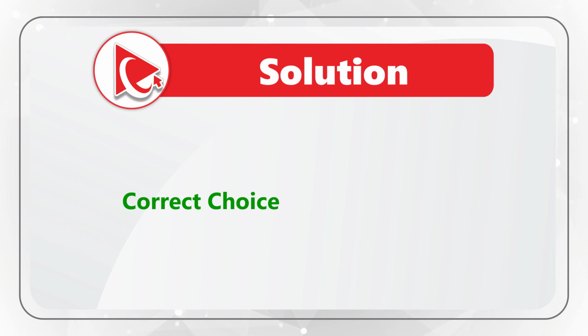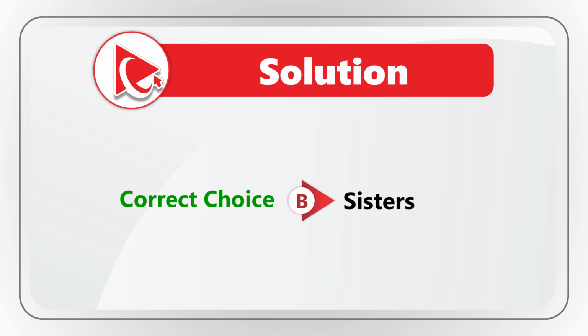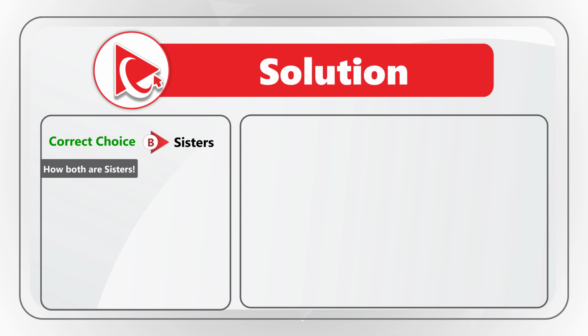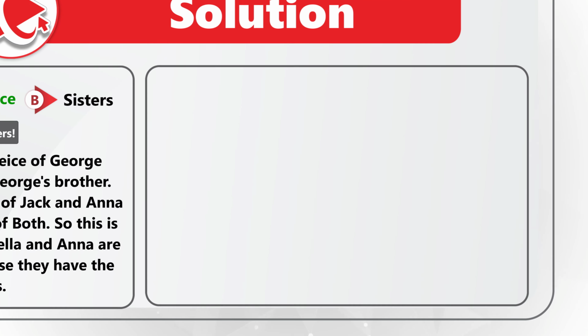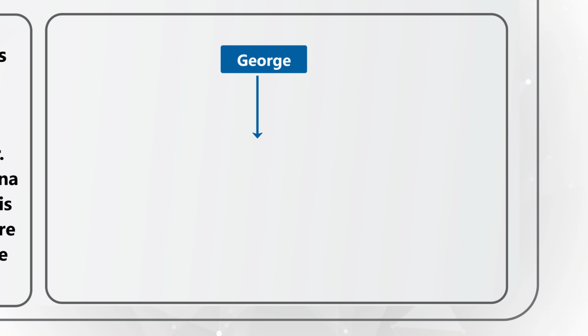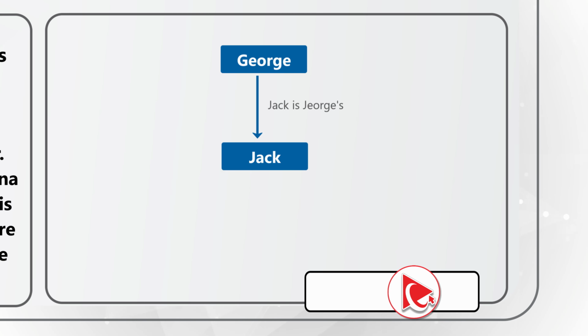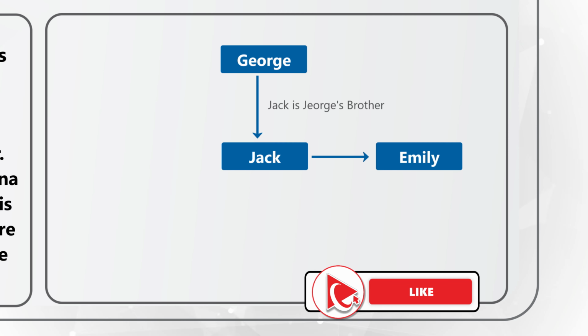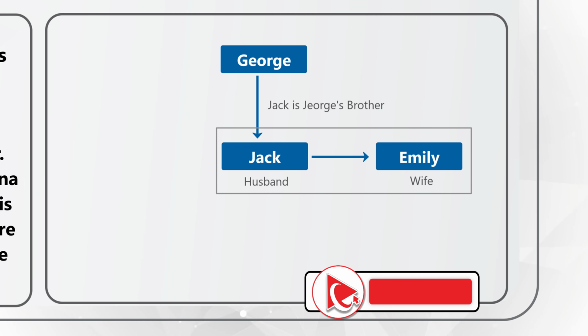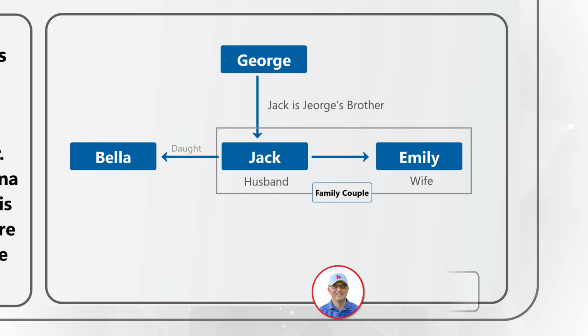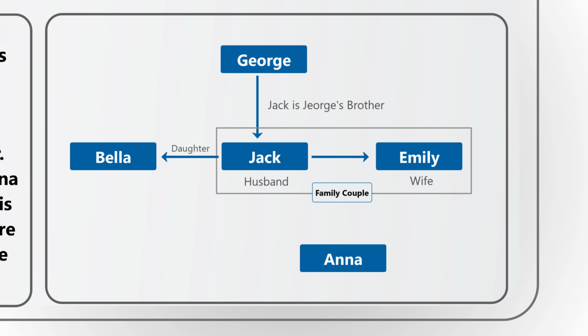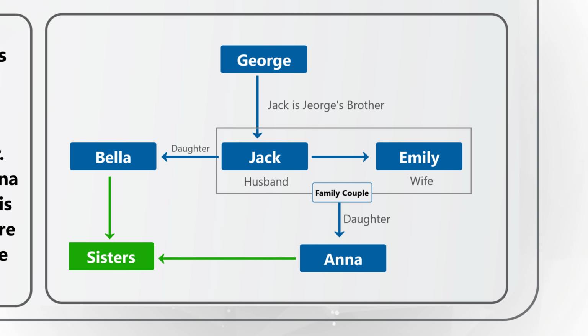The correct answer is choice B, they are sisters. But why? Let's build a diagram to demonstrate the relationships between this group of people. Let's start with the statement that George has a brother, and George's brother is Jack. Jack also has a wife, Emily, and Jack and Emily are a family couple. We also know that Bella is the daughter of George's brother, which means Bella is the daughter of Jack and Emily. We also learned that Anna is the daughter of Emily, which means Anna is daughter of Jack and Emily, which means that Bella and Anna are sisters.